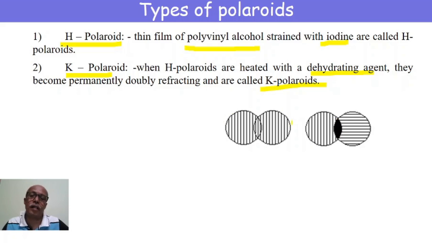In the first figure, light parallel to the transmission plane will be propagated. Light parallel to the transmission plane of the first Polaroid is propagated in this way, whereas light parallel to the second Polaroid is transmitted in this way, whereas in the crossed position, no light will be transmitted in this area.